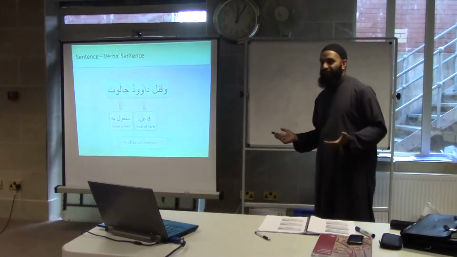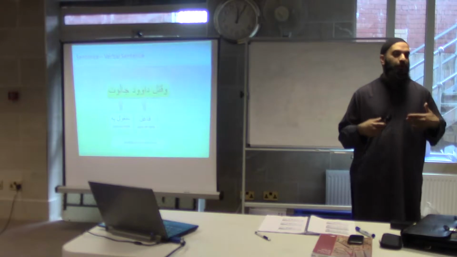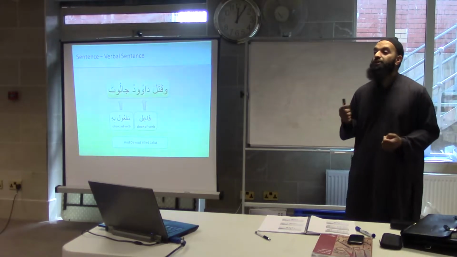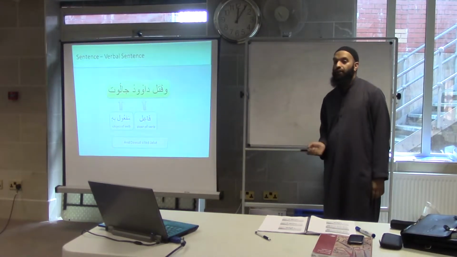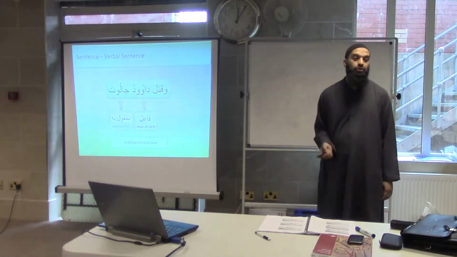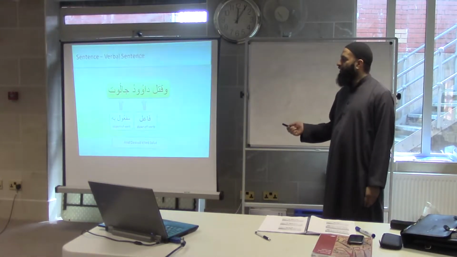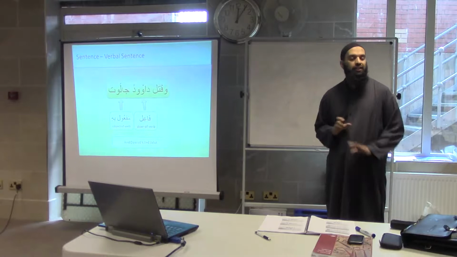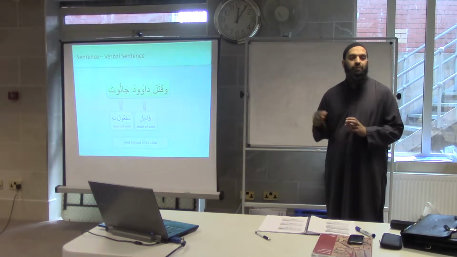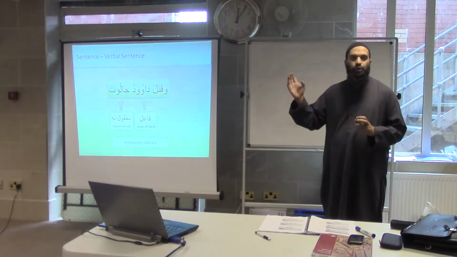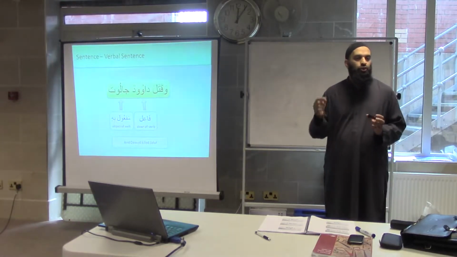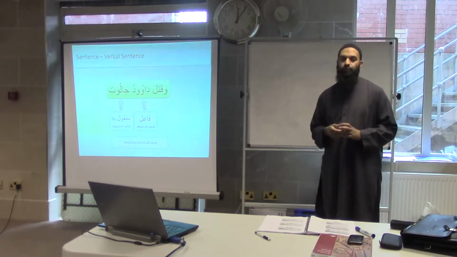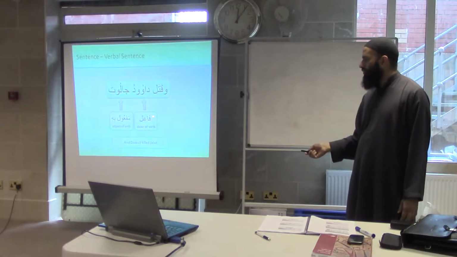So the doer is always marfu, and the object of the verb, or the thing that the verb is done to, is always mansoob. So which one is mansoob there? Jalut. So the killing was done to Jalut, yeah? If it said وَقَتَلَ جَالُوتَ, what would that have meant? It means he killed Jalut, doesn't it? The doer is not mentioned. Sometimes the doer is not mentioned, but you know he did it, and if the next word is mansoob, then he did it to him, yeah?